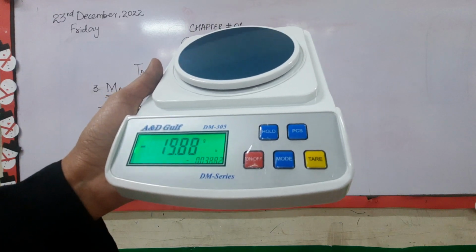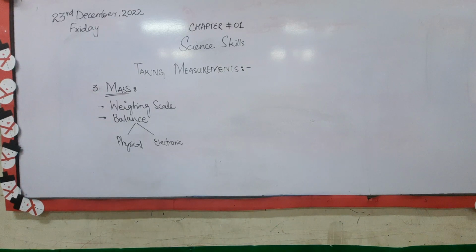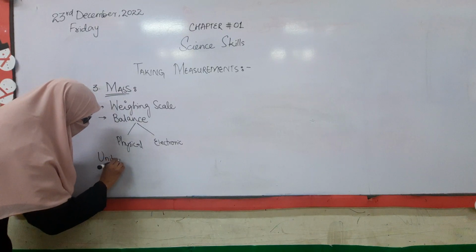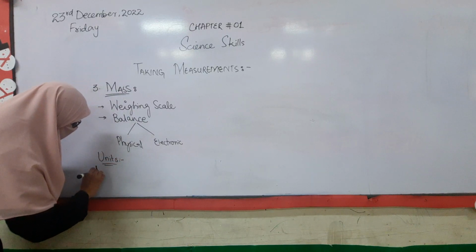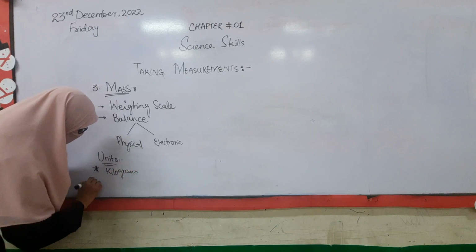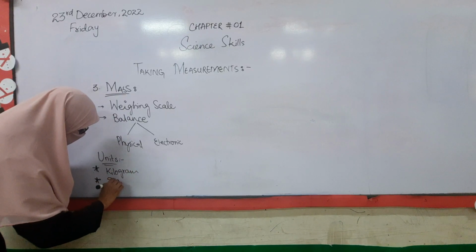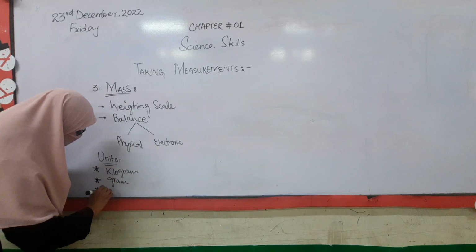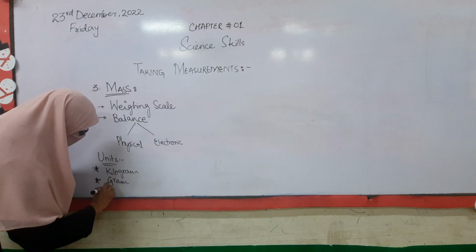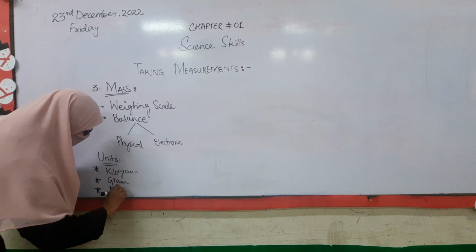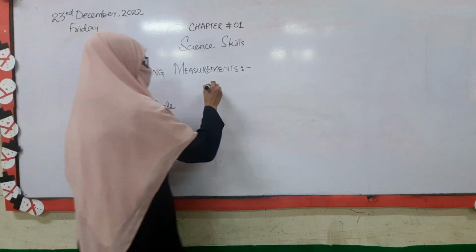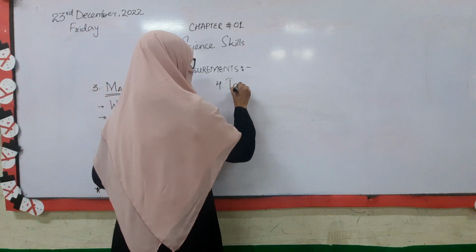Okay. Now the mass can be measured. The different units of the mass are kilogram, gram and milligram. After the mass, we can also measure the temperature.